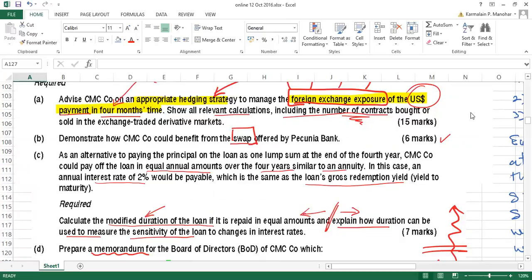So, what do we do? In this case, we have the annual interest rate. We have the 2%. Annual interest rate payable, same as the loan's gross redemption yield. So we have that. We just need what is required. Calculate the modified duration of the loan if repaid in equal amounts and explain how duration can be used. So we're just going to do modified duration.